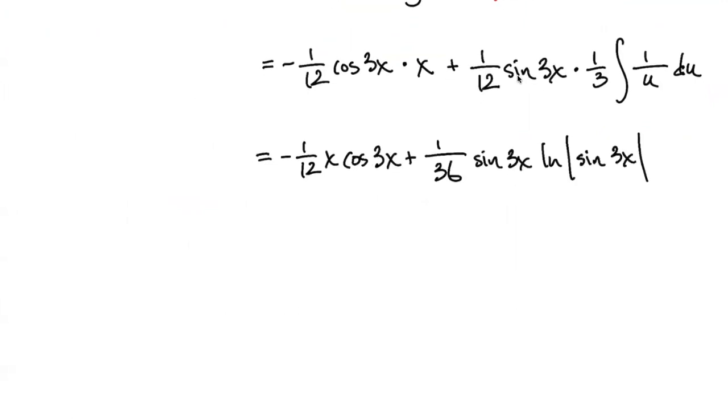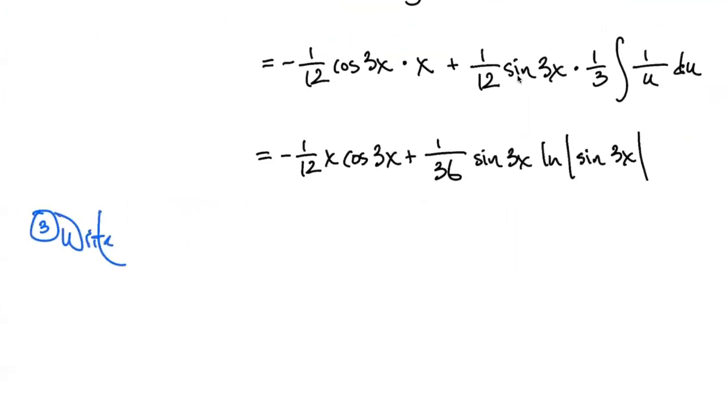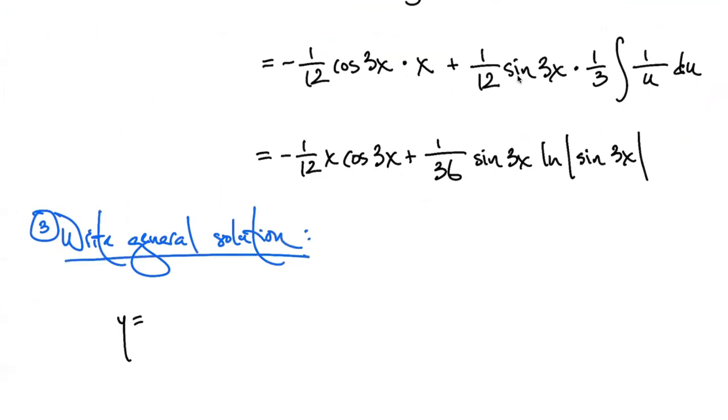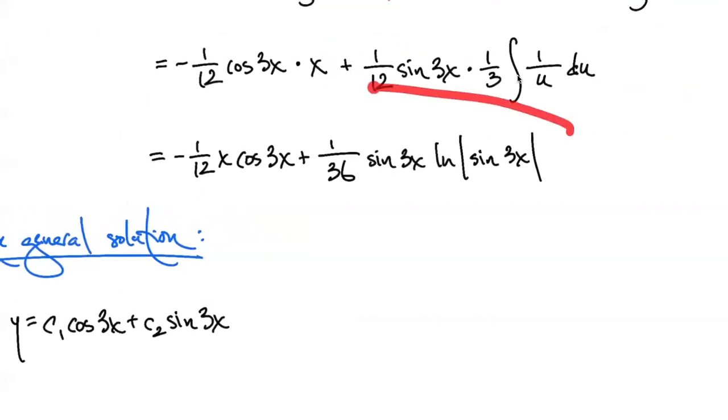And so to finish off our question, for number 3, we're going to write our general solution. And so we get y equals our y sub c, which is c1 cosine 3x plus c2 sine 3x. It's our y sub c, plus this whole big clump, which is our y sub p.